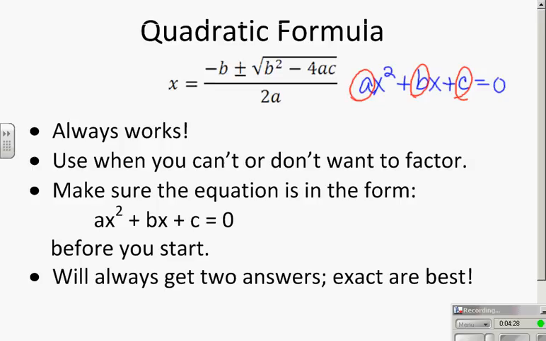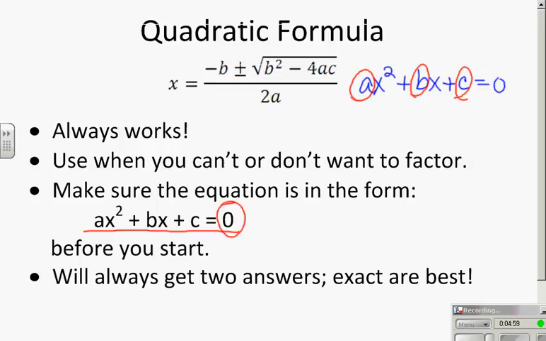Now, quadratic formula always works. Always, always, always works. Sometimes you cannot factor a trinomial down to its pieces. Then you have to use the quadratic formula. If it doesn't factor, you have to use the quadratic formula. If it factors, I usually factor and use zero product property. But know that quadratic formula will work even if it factors. You still always need to make sure that you are in that standard form equal to 0 before you start.